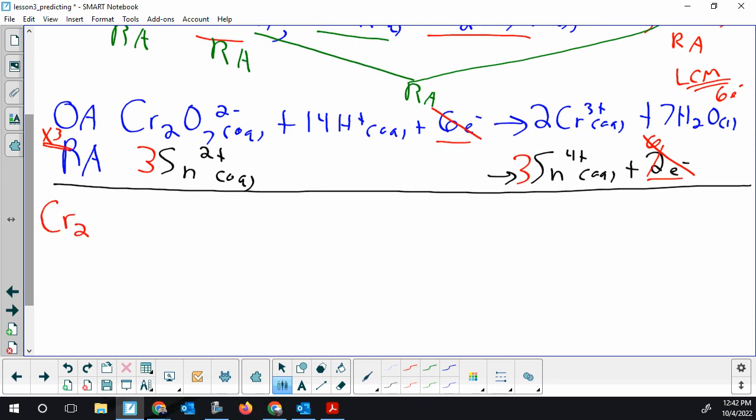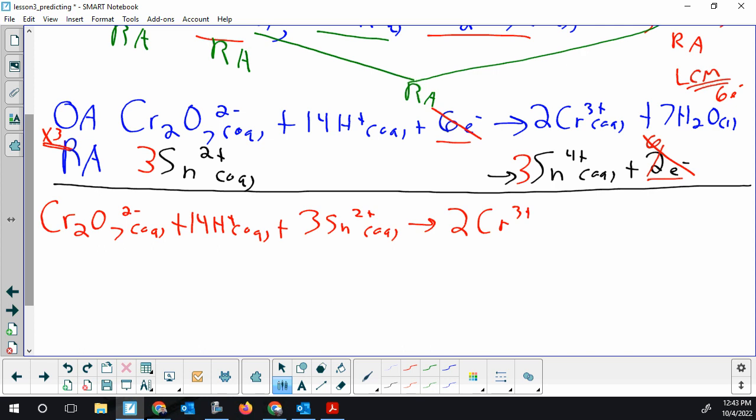So we have dichromate plus 14 H plus. So that pairing is my OA. Then I've got 3 tin 2 plus as my RA. No rule that says you have to have OA first, RA second. We make chromium 3 plus ions, 7 water, and 3 tin 4 plus.